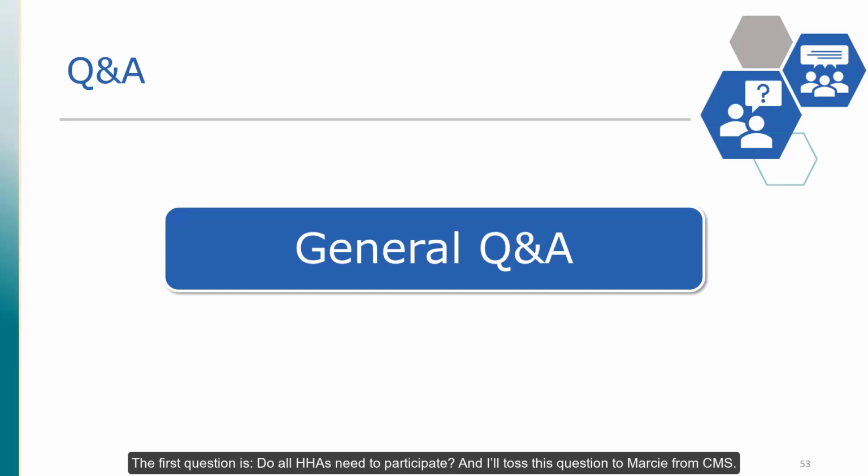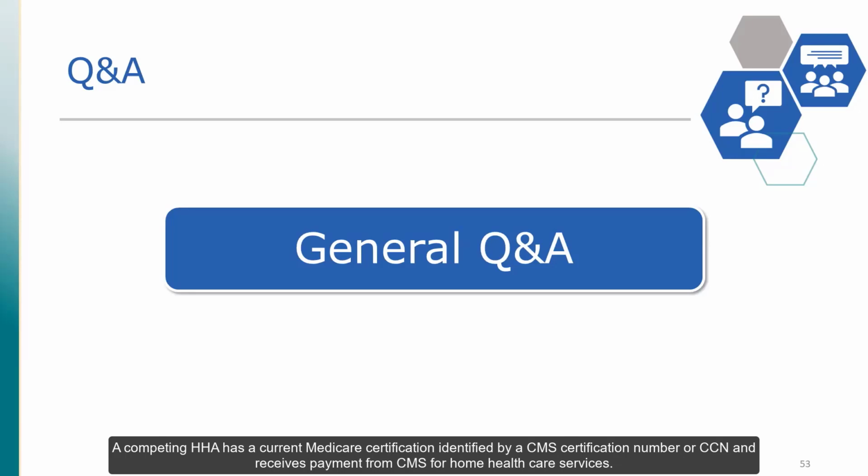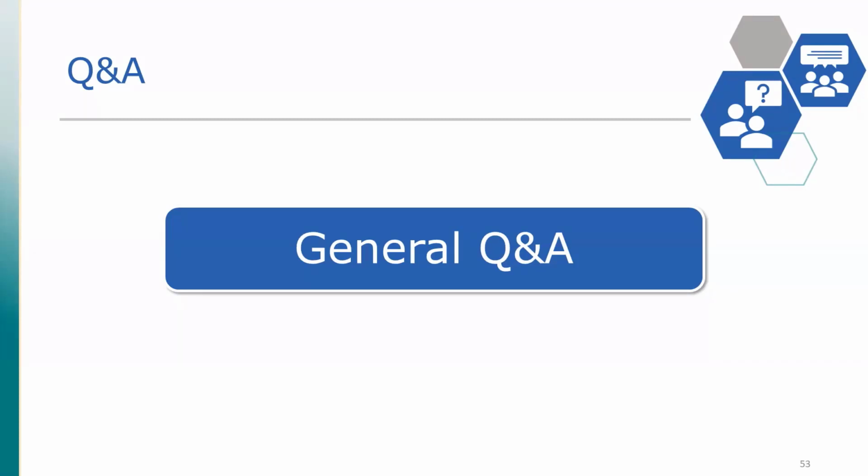The first question is, do all HHAs need to participate? And I'll toss this question to Marcy from CMS. Thanks, Carrie. Again, CMS requires all Medicare certified home health agencies that furnish services in the 50 states, the District of Columbia, and U.S. territories to compete in the expanded HHVBP model. A competing HHA has a current Medicare certification identified by a CMS certification number or CCN and receives payment from CMS for home health care services.